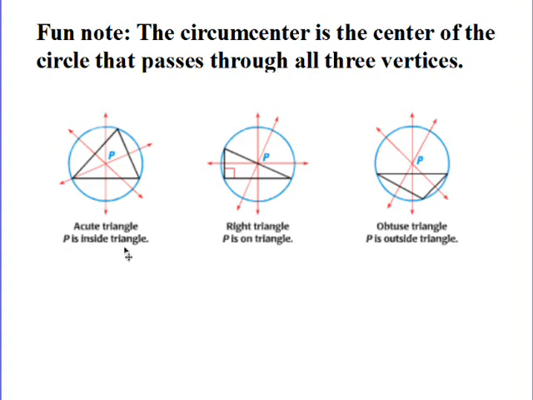Now it is kind of interesting to note that on an acute triangle, the circumcenter will always be inside the triangle. On a right triangle, the circumcenter will always be on the triangle, so it'd be touching one of the sides. And on an obtuse triangle, the circumcenter will always be outside of the triangle. So it's kind of a neat tidbit there.